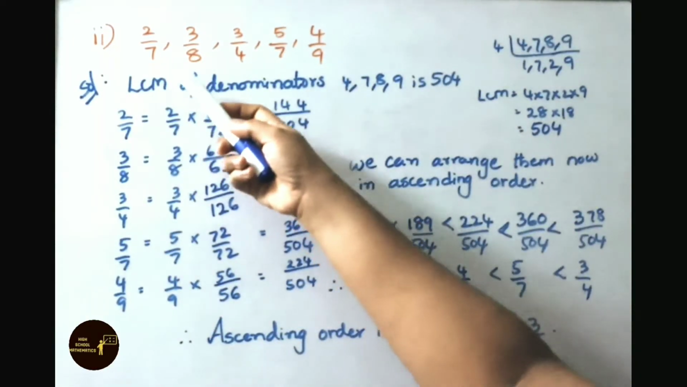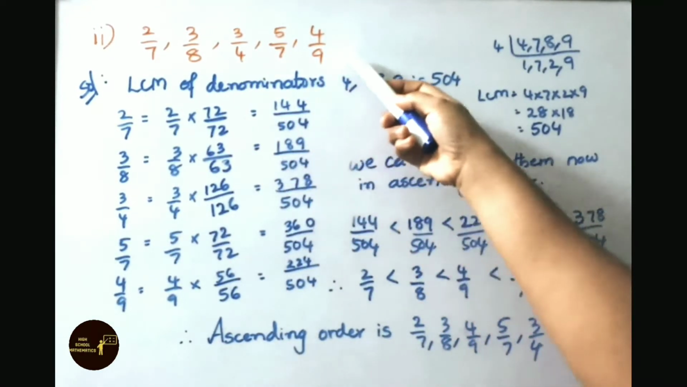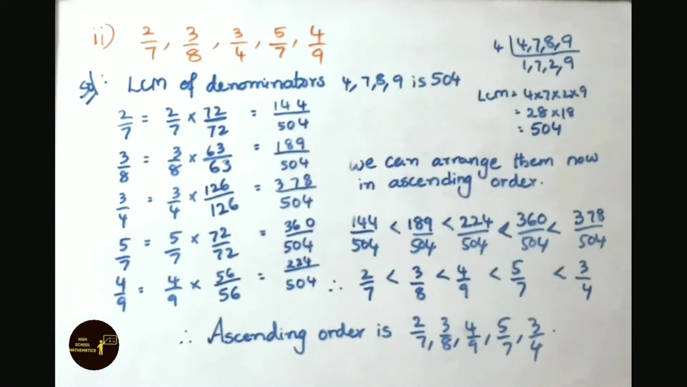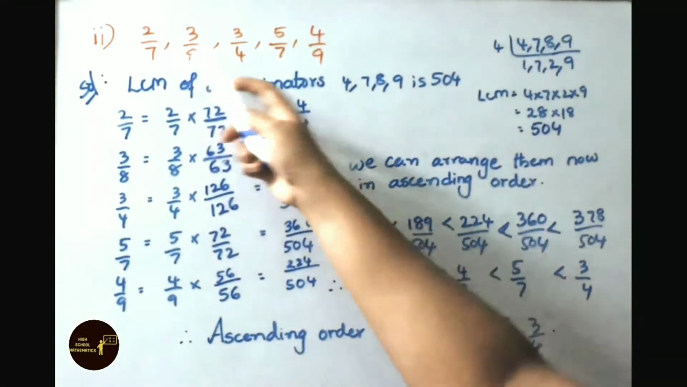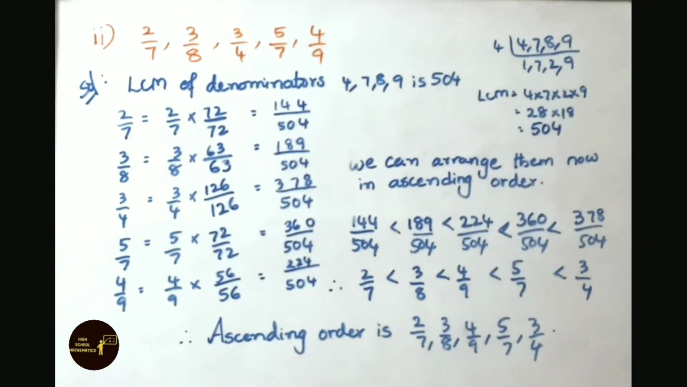See now question number 2. 2 by 7, 3 by 8, 3 by 4, 5 by 7 and 4 by 9. We have to arrange these fractions in ascending order. Ascending order means we have to arrange the numbers from small to big. Here only two fractions are like fractions and the remaining fractions are unlike fractions. So first we have to convert these unlike fractions to like fractions.